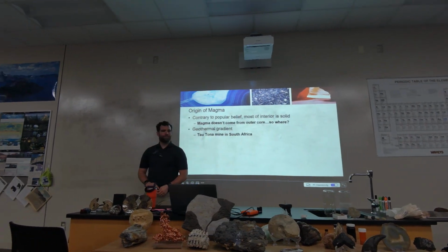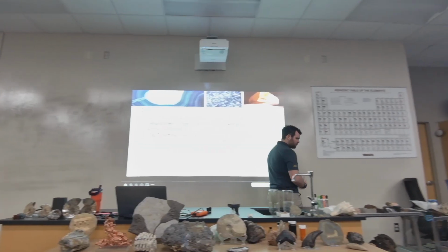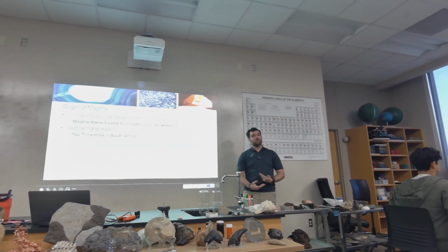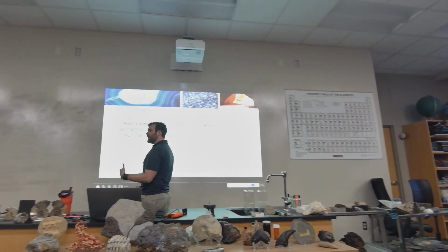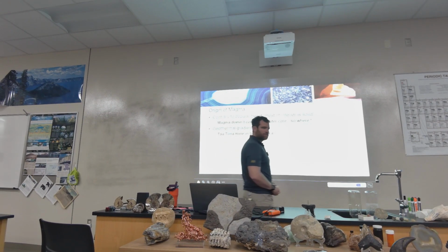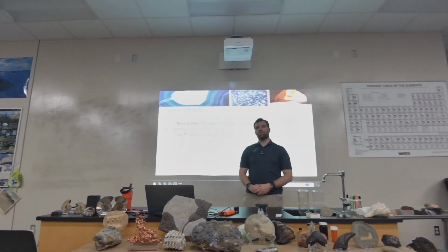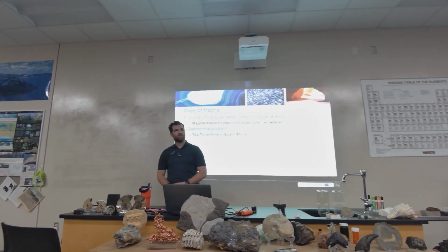Where was I? Origin of magma. How do we get to make liquid magma near the surface so that it can put liquid lava at the surface? Something has to happen. Well, there's this thing called the geothermal gradient. The geothermal gradient is the rate at which heat increases the deeper you go underground.